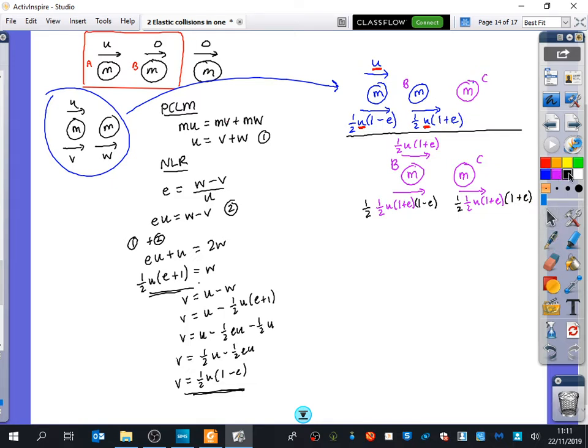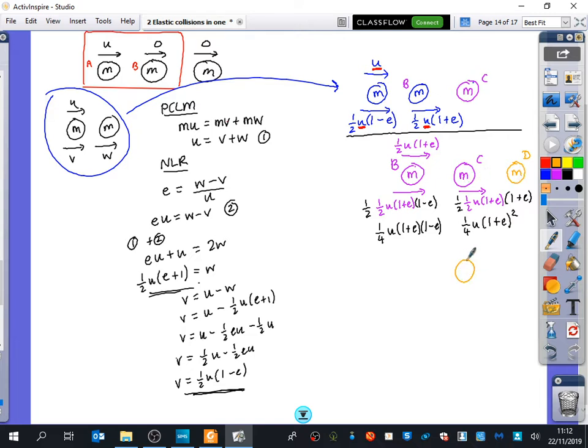So simplifying these two speeds that we've got afterwards, this simplifies to a quarter u (1 plus e)(1 minus e), and this simplifies to a quarter u (1 plus e) squared. Okay. Now let's do an imagined situation. Let's say that there was an imagined particle D which had a mass m.